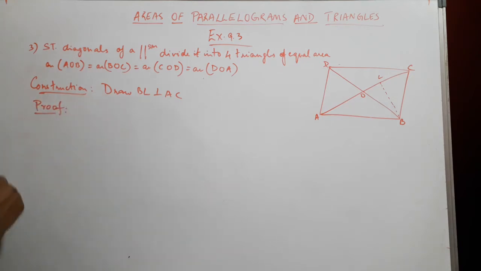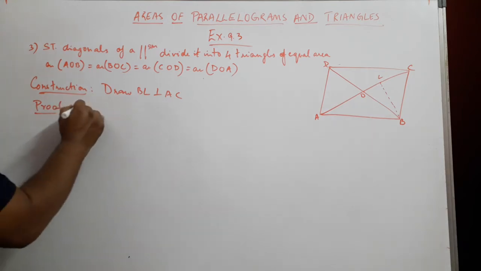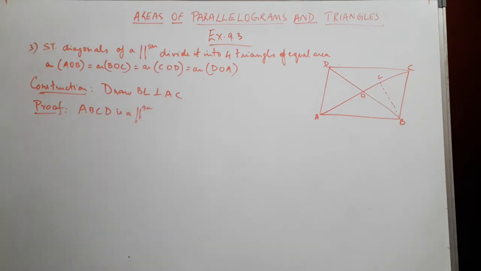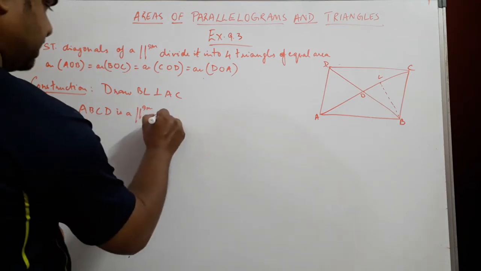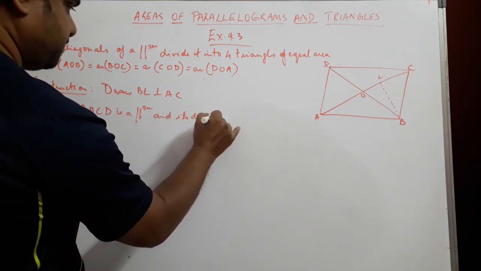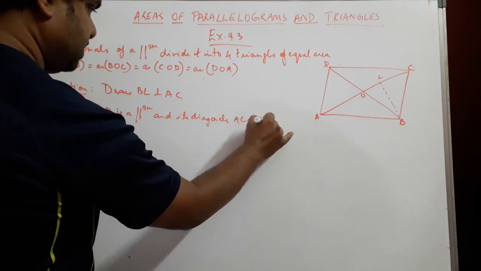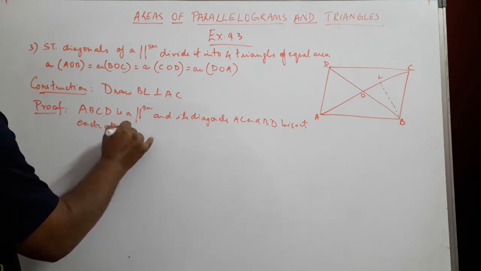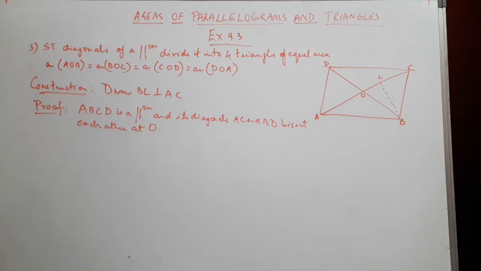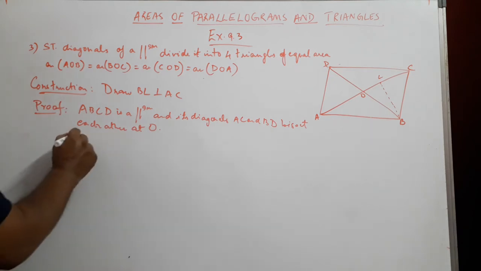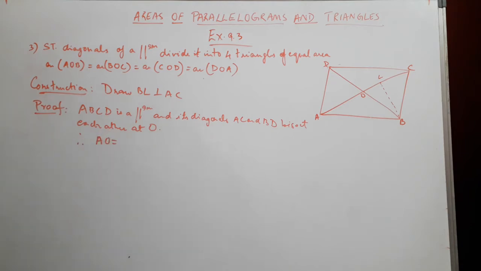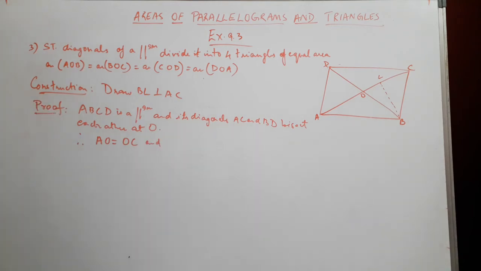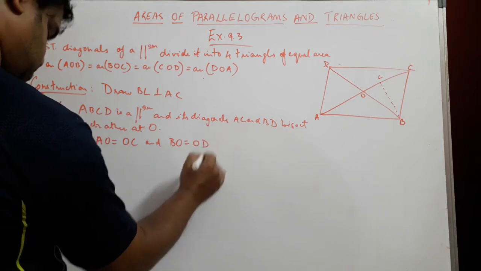We'll say that ABCD is a parallelogram, and we'll mention the fact that diagonals AC and BD bisect each other at O. So once we say that the diagonals bisect each other, we can mention over here, therefore AO is equal to OC, and the other diagonal, that is BO, is equal to OD.